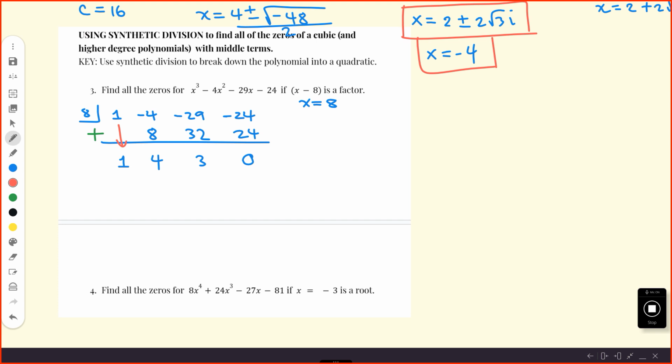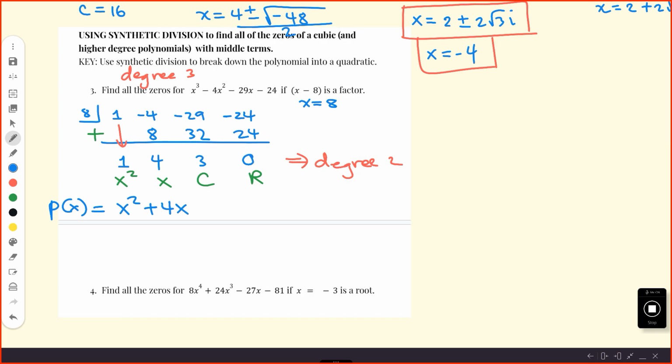So how do we write this now? We know the given is degree 3, and so the answer will be written out in degree 2, second power. So it's always whatever the degree is minus 1. This one has an x squared, this one is x, this is your constant, and this is your remainder. That's p of x. P of x equals x squared plus 4x plus 3. So that's going to be the reduced polynomial after we divide this by x minus 8 using synthetic division.